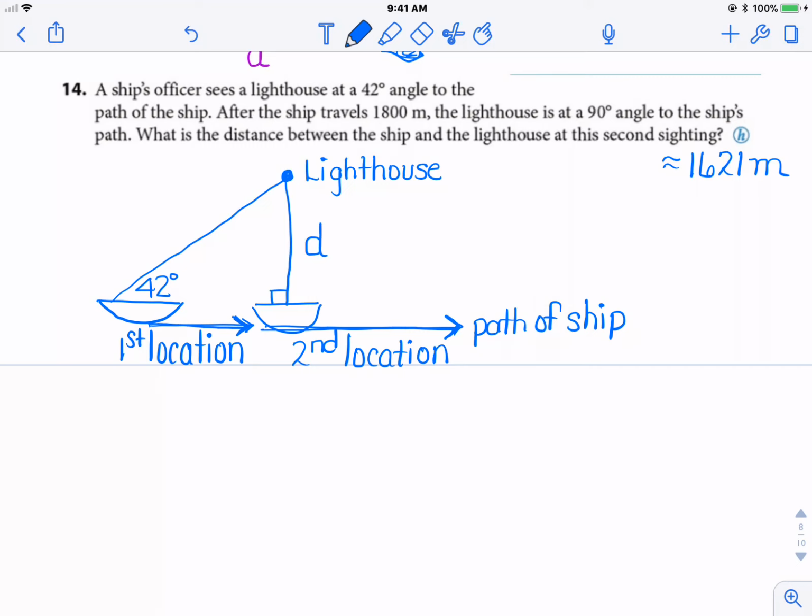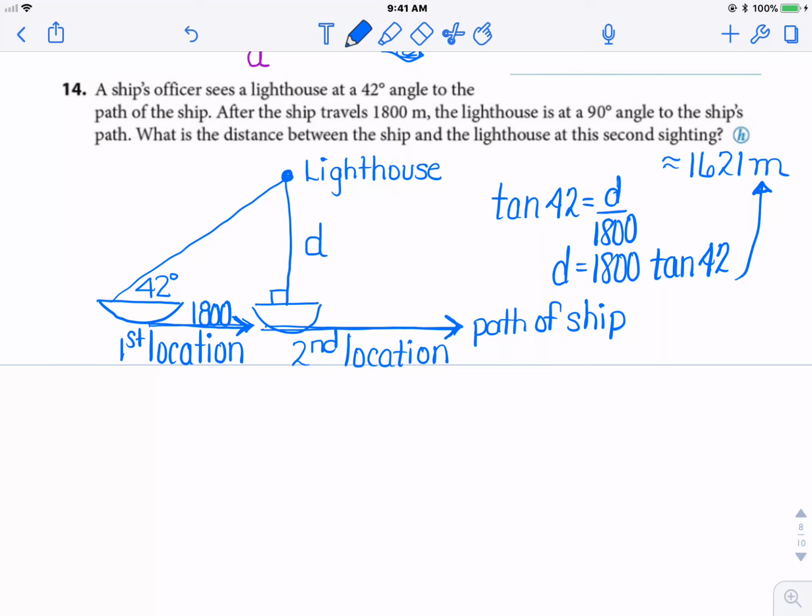The ship continues on its path. It does not change course, and it stops. And when it stops, it's at a 90-degree angle from the lighthouse to the ship's path. And the information that they give us is that it has traveled 1,800 meters in that time, and therefore they are looking for the distance it is at the second sighting to get to the lighthouse. So from here, and again, spend time on the setup, that is the hardest part. Here we're looking at a tangent ratio from 42 degrees of d over 1800 meters. So then our distance is 1800 meters multiplied by that tangent ratio value from 42, and there it is.